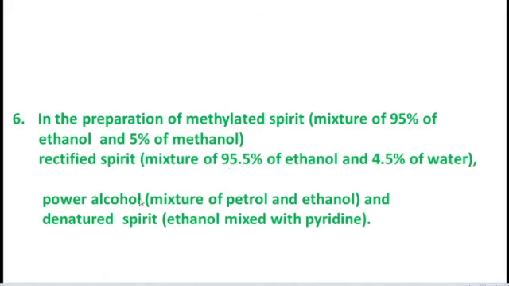Next, what is power alcohol? Power alcohol is the mixture of petrol and ethanol. Ethanol mixed with pyridine is called denatured spirit. These are also the uses of ethanol in the preparation of methylated spirit, rectified spirit, power alcohol, and denatured spirit. These are also the important uses of ethanol.